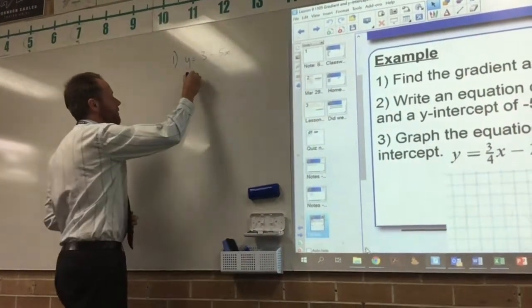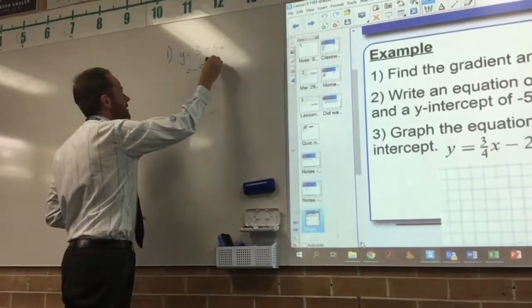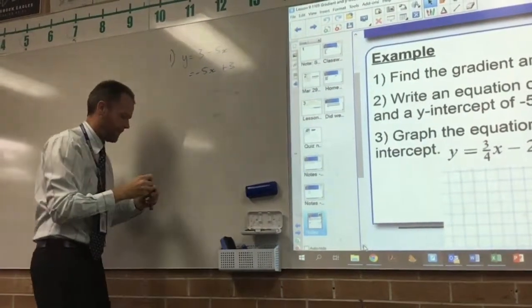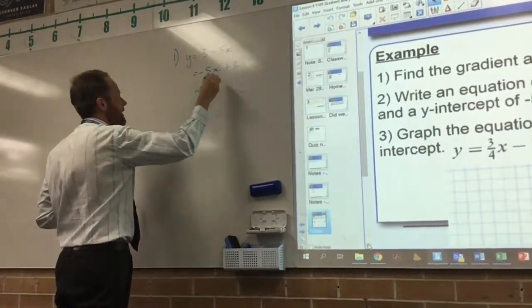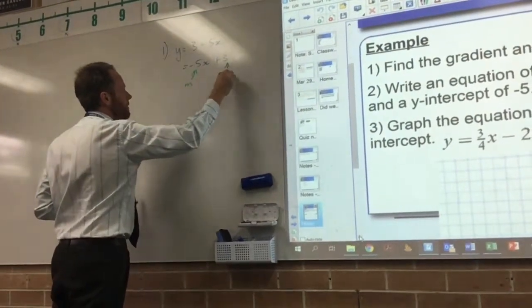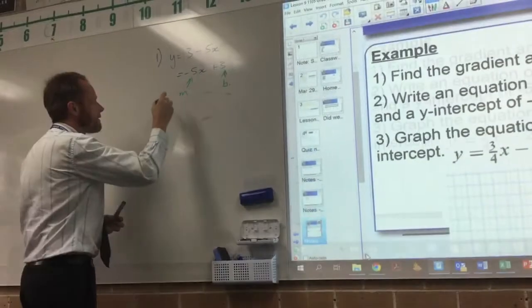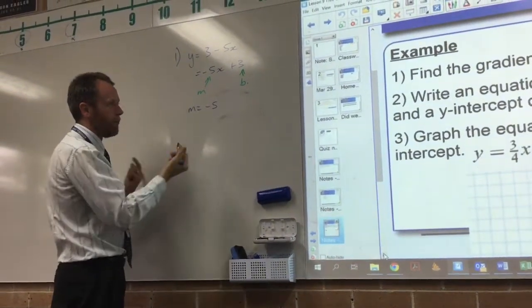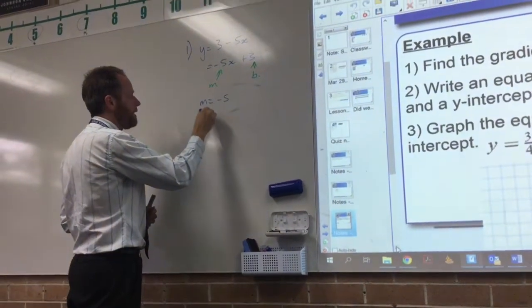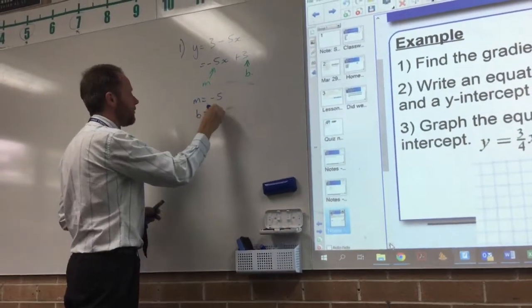I could reorder this, for example, minus 5x plus 3. What that gives me then is, there is my m and there is my b. The gradient, in this case, m equals minus 5. The y-intercept, or b, is equal to 3, positive 3.